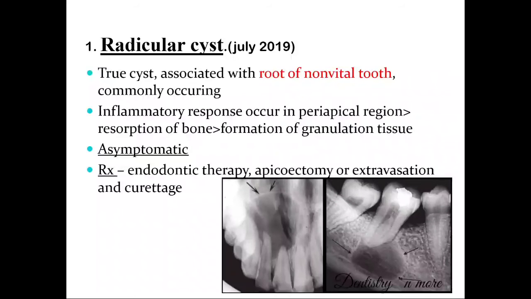In this, it is found to be an inflammatory response that occurs in the periapical region, which is caused due to the remnants of dental lamina as well as cell death of the rests of Malassez. Then it causes resorption of the bone and leads to the formation of granulation tissue. And most of the cases are found to be asymptomatic.